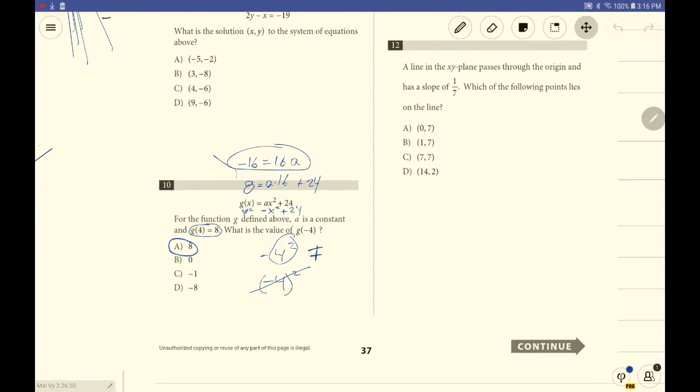Here we have number 10. This brings out a good point: they tell you g of 4 equals 8. That means you can substitute that into the equation to find out what a is. G of 4 equals 8 means 8 equals a times 4 squared plus 24. So you find that a equals -1. And then you can put in -1 for x and find out that the answer is 8.